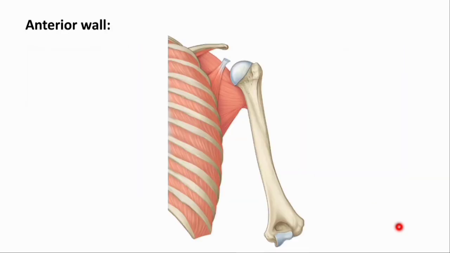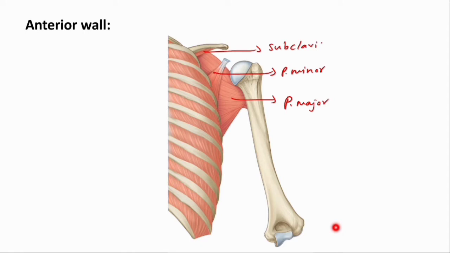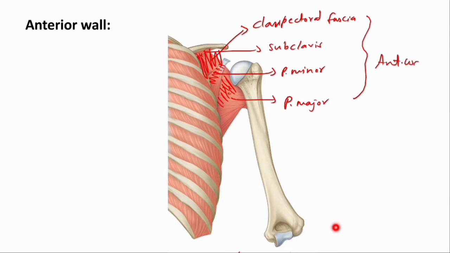Coming to the anterior wall, this is formed by pectoralis major, pectoralis minor, and subclavius, and also a fascia that encloses the subclavius and pectoralis minor and runs in between them, and also forms the suspensory ligament of axilla, that is nothing but our clavipectoral fascia. These four structures together form the anterior wall.